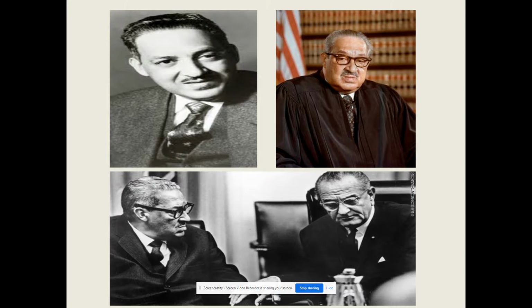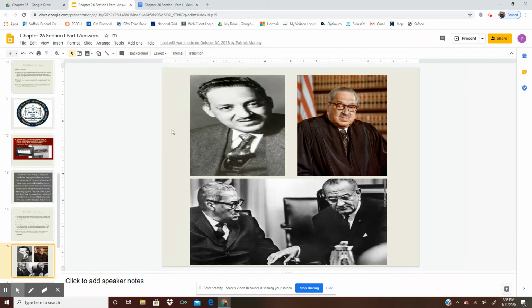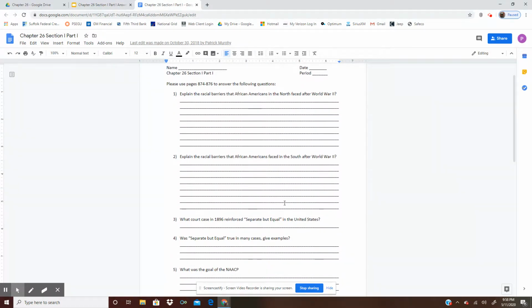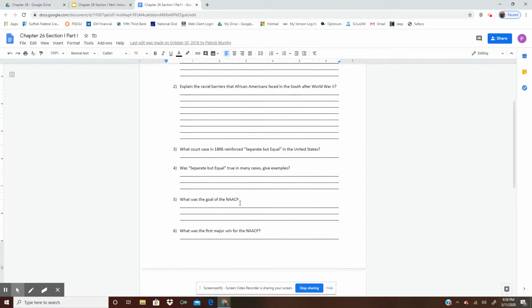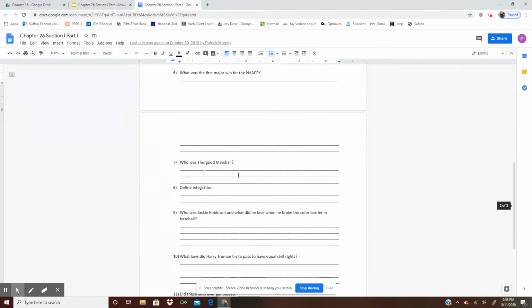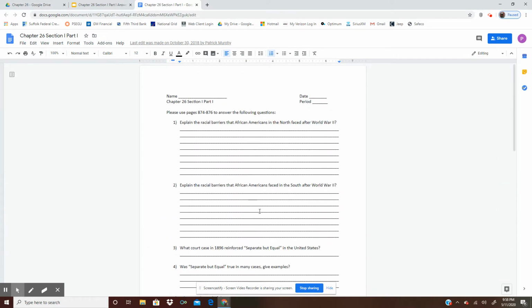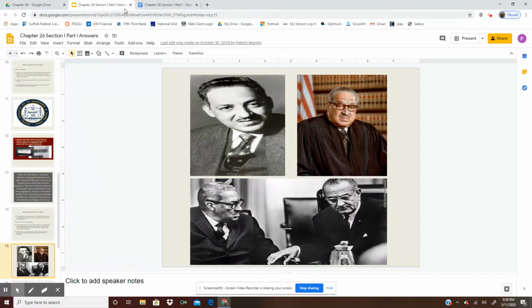Again, you don't have to do homework. This is simply the sheet. Look at it. If you want to print it and fill it in, great. The answers are on there. Separate but equal will be on your test. The NAACP will be on your test. Thurgood Marshall, Jackie Robinson will all be on your test. So I'm not giving you homework on this, but I am telling you what's going to be on your test. Look at the sheet, look at the answers, listen to the video, and that should catch you up for this one.